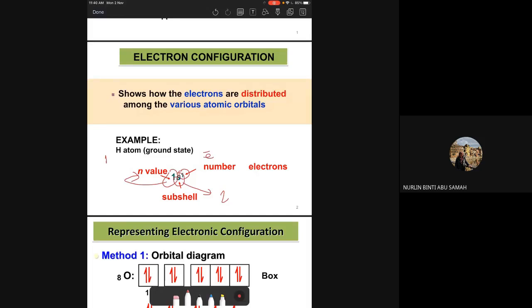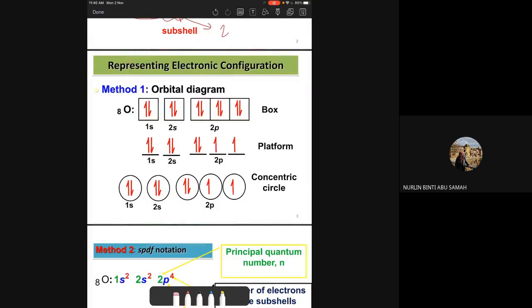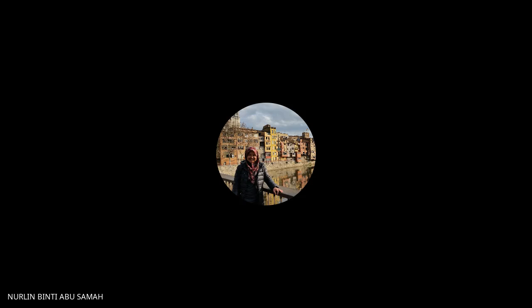Okay, so here dekat sini tolong padam yang ni dan ni. This is not correct. This is an example for oxygen atom. Dia ada 8 elektron.